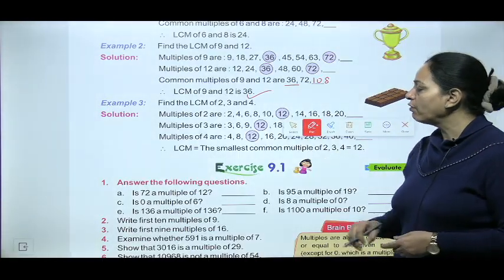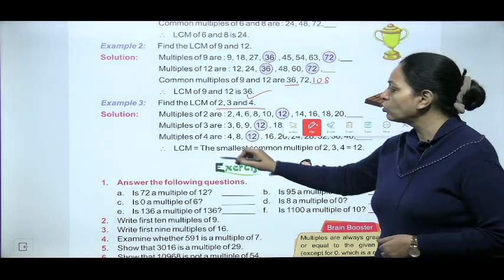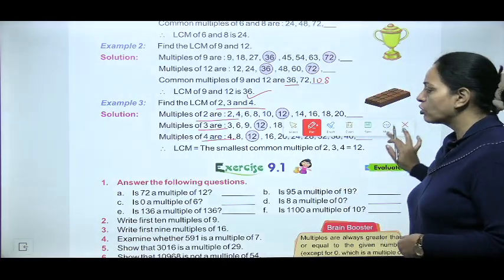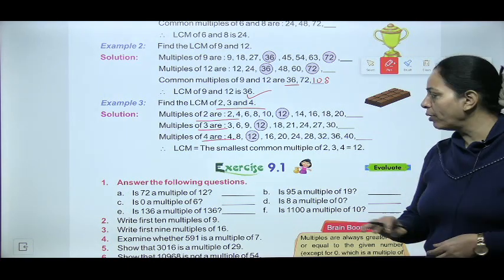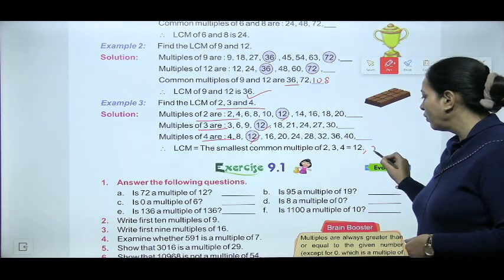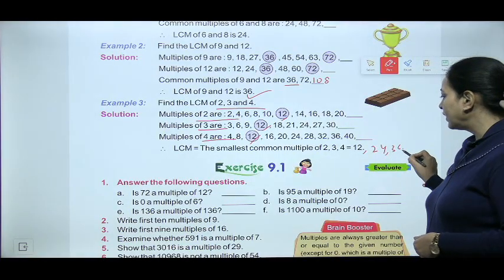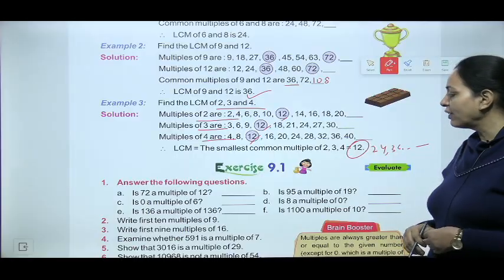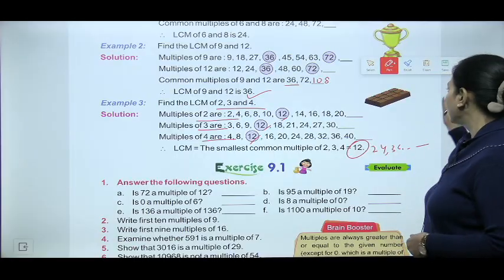Now example 3, find the LCM of 2, 3 and 4. Write the multiples of 2, write the multiples of 3, write the multiples of 4. Then find the common. Common multiples are 12, then 24, then 36, like this. So what is the least? That is 12. So the answer is 12.